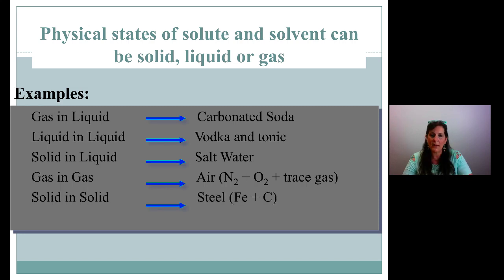And finally, we can have a solid solution, like all your metal amalgamations, like steel. Steel is mostly iron with a little bit of carbon. We have stainless steel, we have sterling silver, we have brass. All of these are not in the periodic table as a metal, but they're two metals combined together, or even more than that. So they're solid solutions. So the point is, the physical states of the solute and solvent can be solid, liquid, or gas.